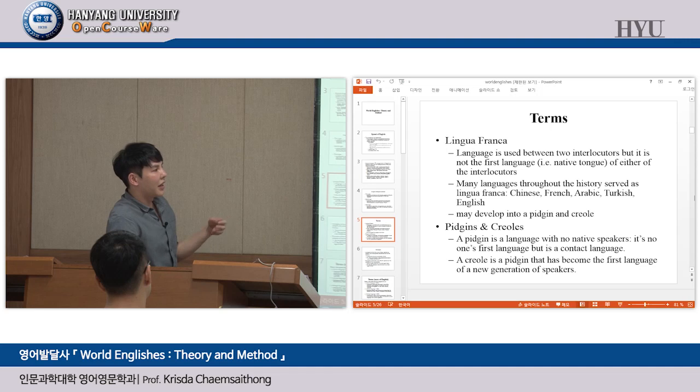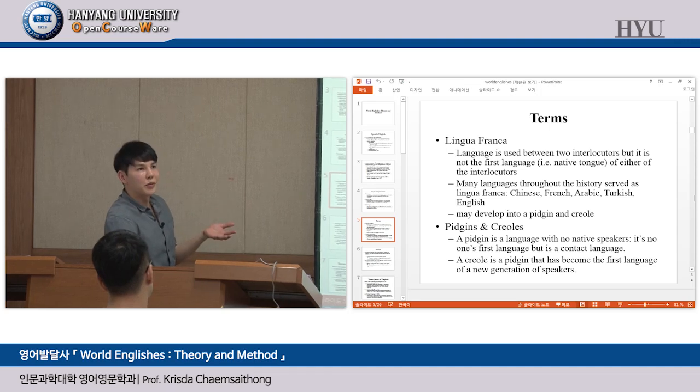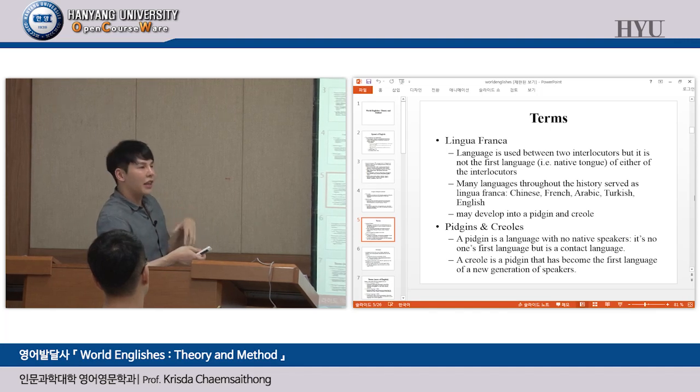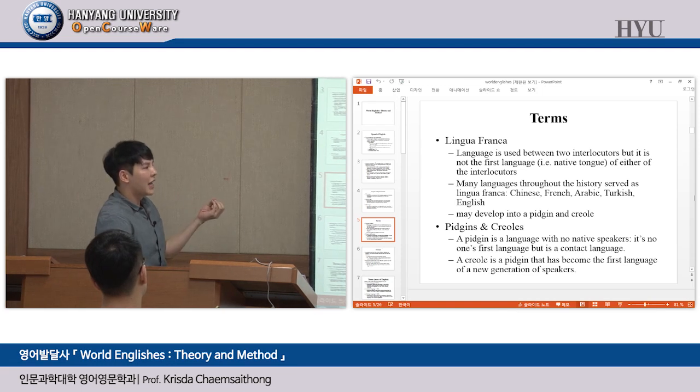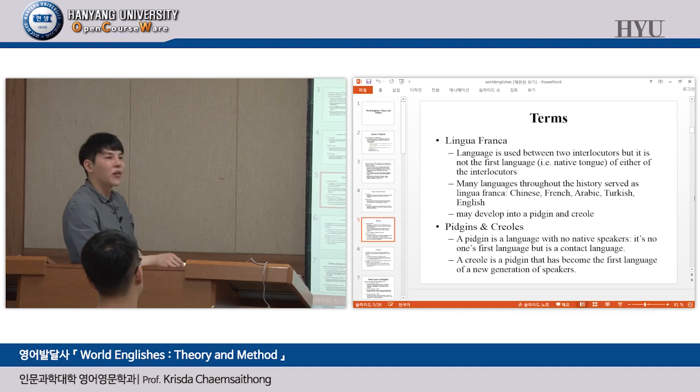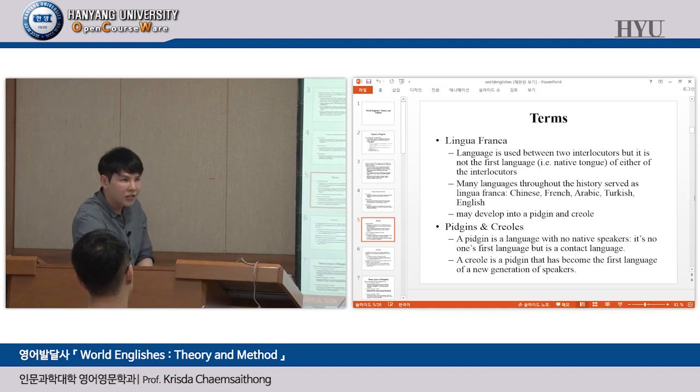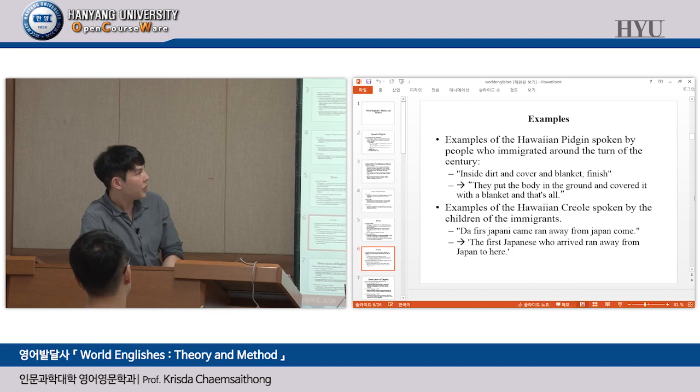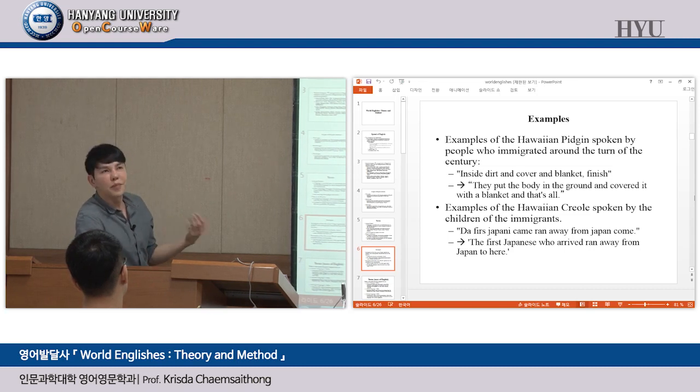English may have been a pidgin and a Creole at one time, remember? When the Germanic peoples came to settle down in England, perhaps if the Germanic peoples could not communicate with each other, then they had to develop some kind of pidgin or Creole, right? So at that time, English might have been a pidgin and then became a Creole, right? In later generations.